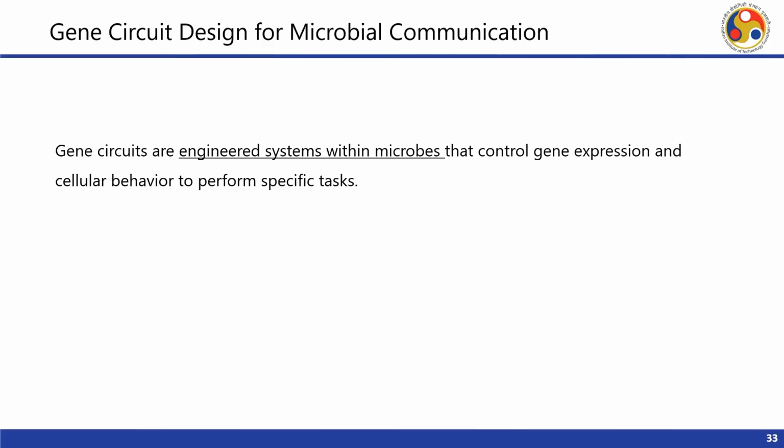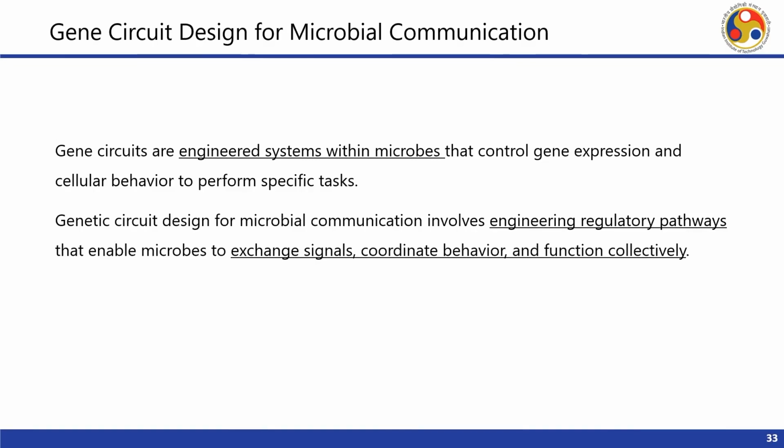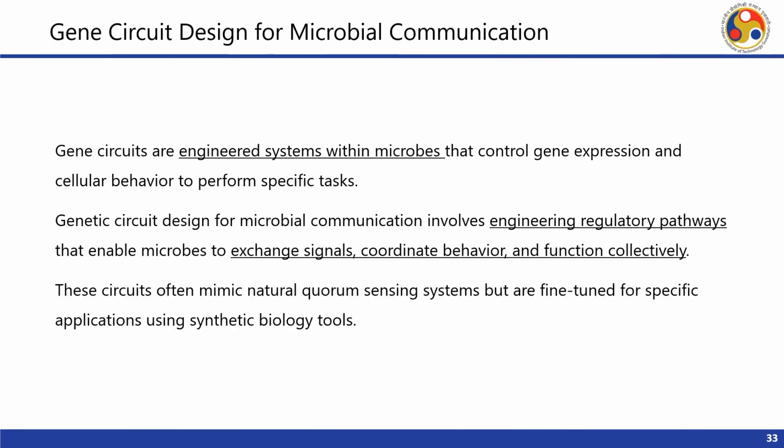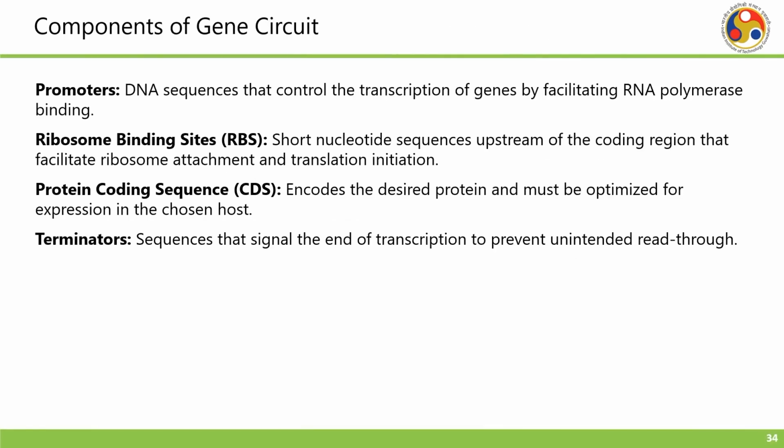These gene circuits are engineered systems within microbes that control gene expression and cellular behavior to perform specific tasks. Genetic circuit design for microbial communication involves engineering regulatory pathways that enable microbes to exchange signals, coordinate behavior and function collectively. These circuits often mimic natural quorum sensing systems, but are fine tuned for specific applications using synthetic biology tools. What are the components of a gene circuit? Promoters come in number 1, DNA sequences that control the transcription of genes by facilitating RNA polymerase binding.